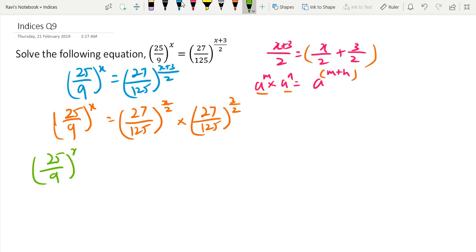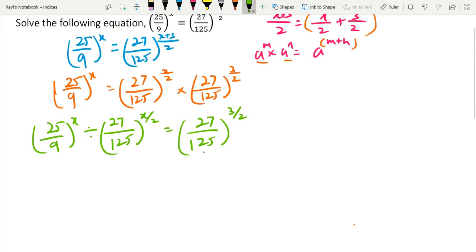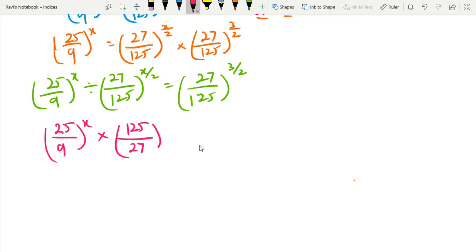So (25/9)^x divided by (27/125)^(x/2) equals (27/125)^(3/2). Once I do this, the next step will be to change the divide to a multiply. So (25/9)^x multiplied by (125/27)^(x/2) equals (27/125)^(3/2).